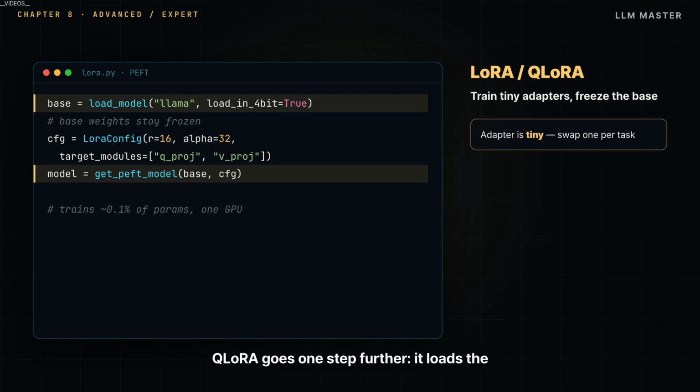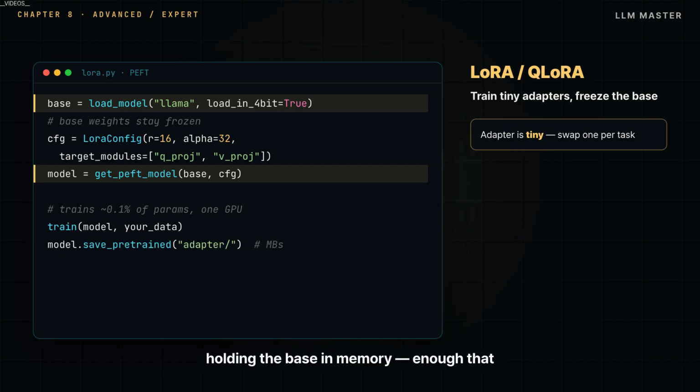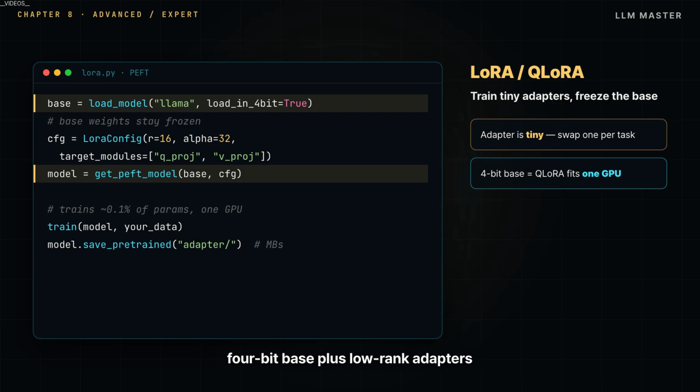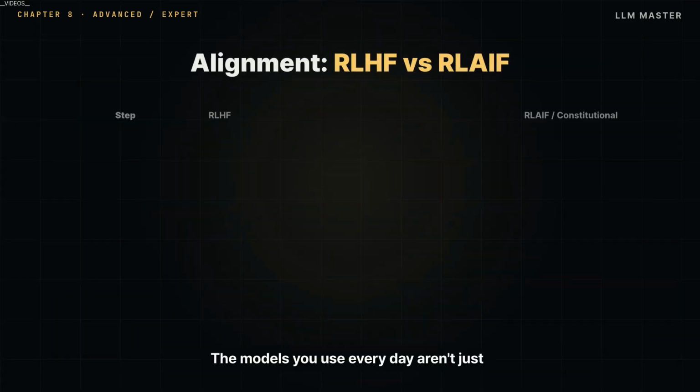QLoRA goes one step further. It loads the frozen base model in 4-bit quantization, then trains LoRA adapters on top. The quantization shrinks the biggest cost, holding the base in memory, enough that fine-tuning a large model fits on a single consumer GPU. That combination, 4-bit base plus low-rank adapters, is why serious fine-tuning stopped requiring a cluster and started fitting under your desk. The models you use every day aren't just trained to predict text.